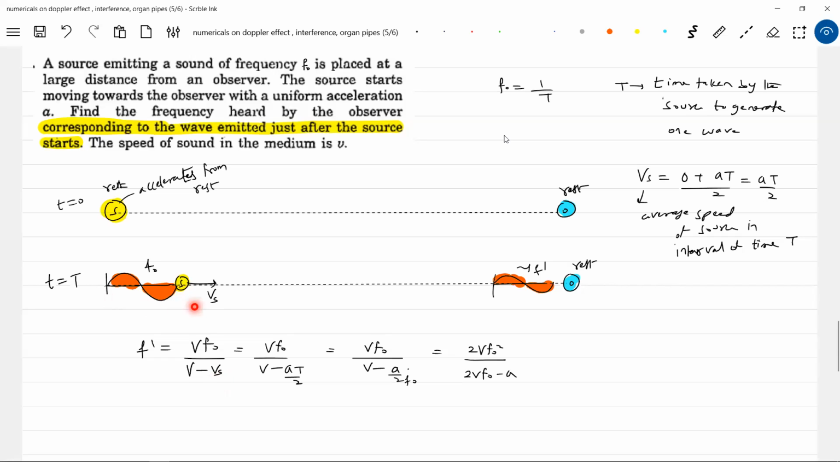Because to generate one wave, it needs some time. What is the time? Time taken by the source to generate a wave is nothing but the time period. Corresponding to the first wave, the Doppler effect is being asked.